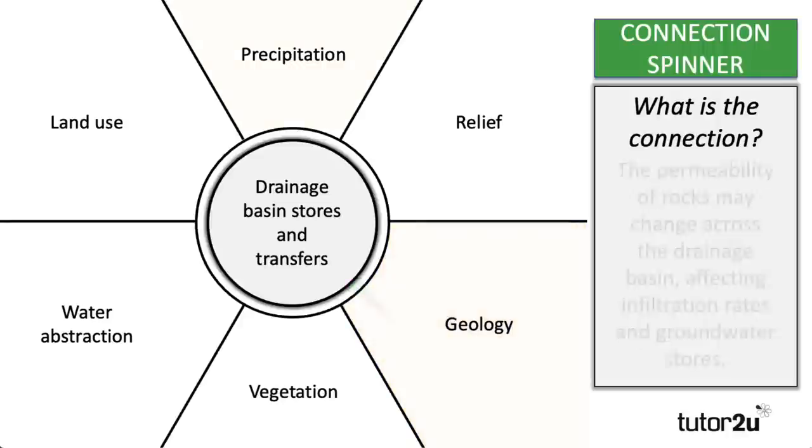Okay, so the permeability of rocks may change across the drainage basin, affecting infiltration rates and groundwater stores. And of course, the rate of infiltration or storage by groundwater will reduce the rate of runoff. Okay, let's spin the wheel again, please. Spin the needle. Okay, so where's it going to land this time? So a different kind of factor that influences runoff variation over time and space.